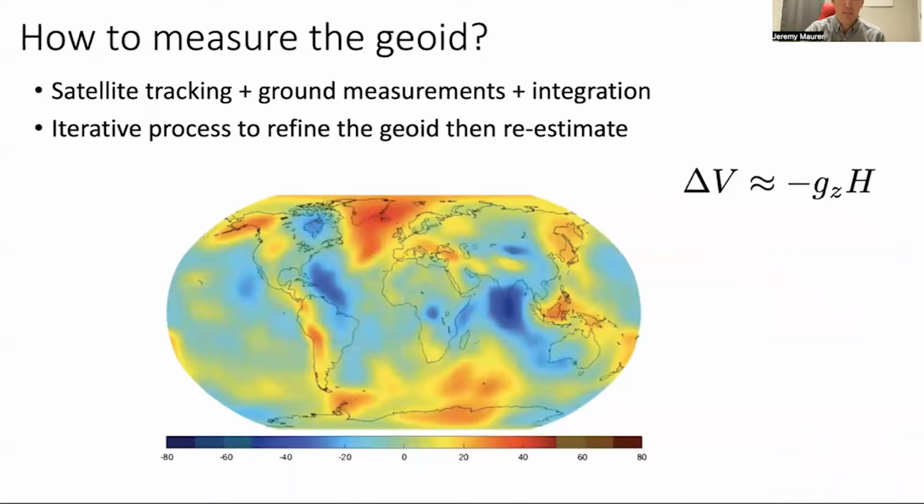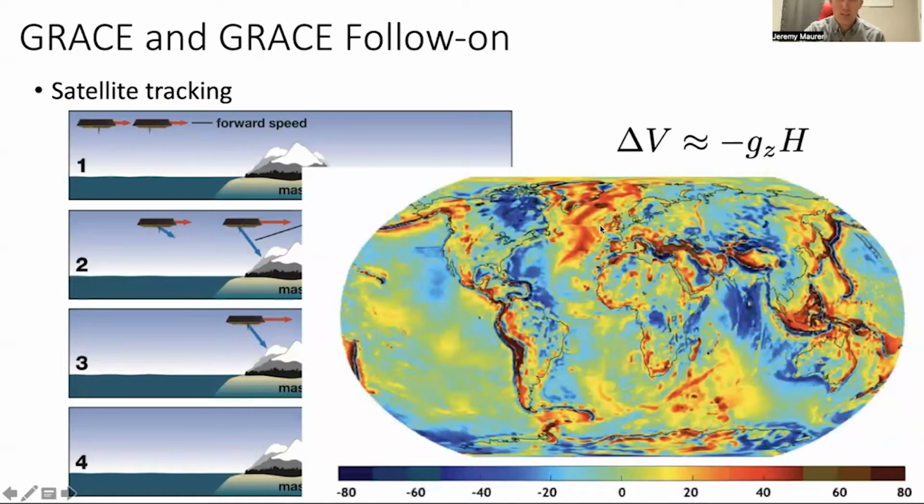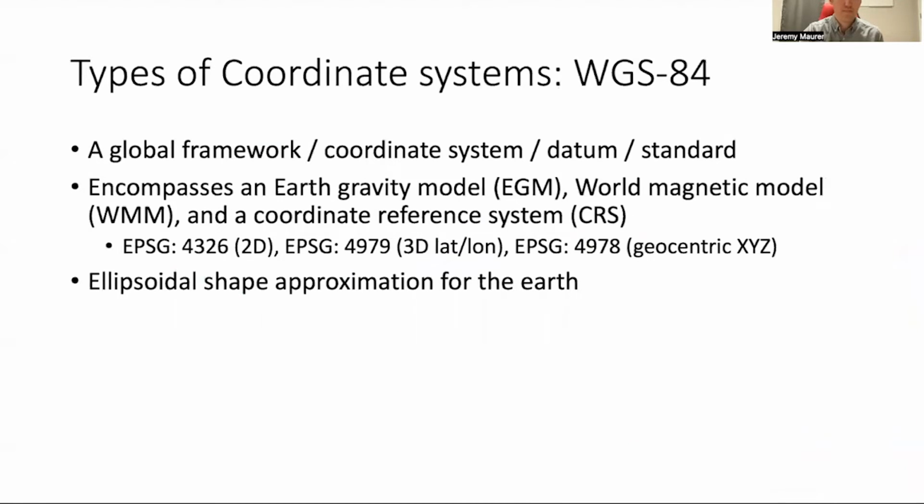I can pop back here for a second. You see highs and lows here. You still see those same areas of highs and lows, but now it's much more detailed, much more well-defined. And this is all coming from these satellite observations. Not only that, but these satellites are able to give us time changes that are happening through time of mass on the surface of the Earth. And so we're actually able to get a time-varying geoid.